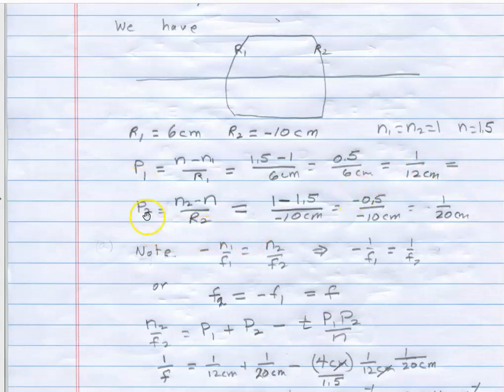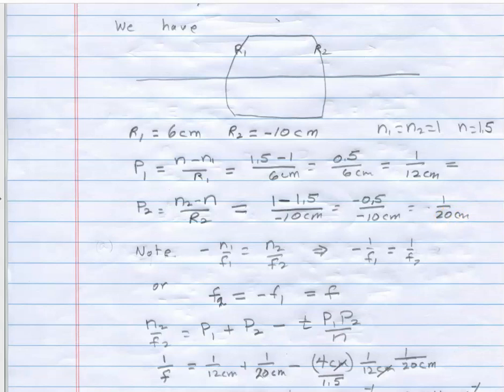And P2, again, I can do that as well. Remember, it's (n2 minus n) over R2. n2 is 1, whatever the index of refraction is over here, assuming air, and n is 1.5, and R2 was minus 10 centimeters. So that becomes minus a half from 1 minus 1.5, over minus 10, so 1 over 20.